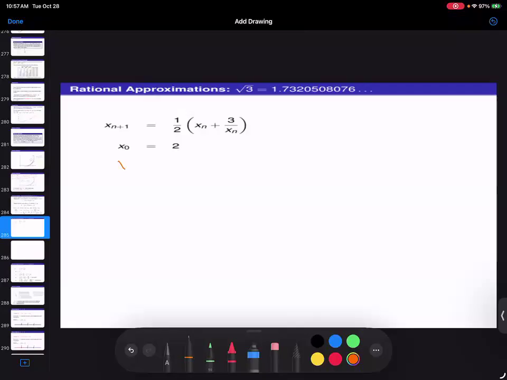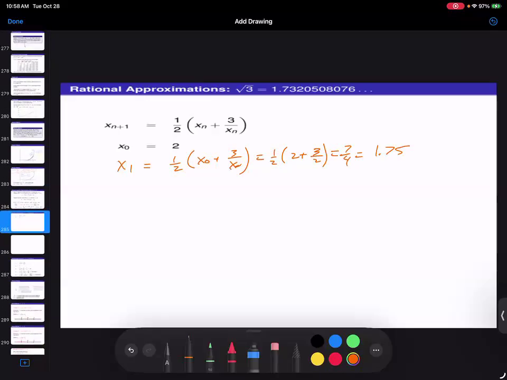So let's calculate x1. So x1 is going to be 1/2 x0 plus 3 over x0. So it's 1/2 2 plus 3 halves. So what's 2 plus 3 halves? 7 halves. We multiply by 2, we get 7/4, which is 1.75. How does that look for square root of 3? Better. We're getting 1.75 after just one iteration.